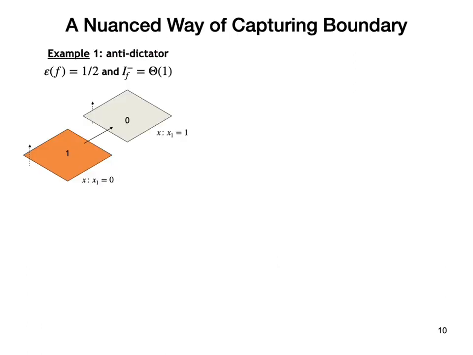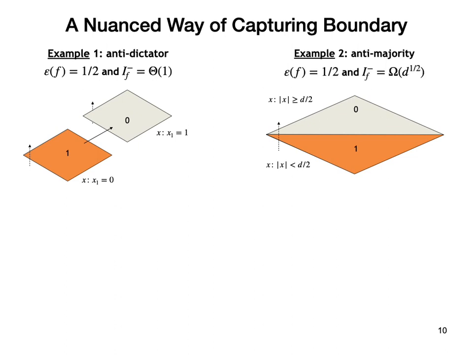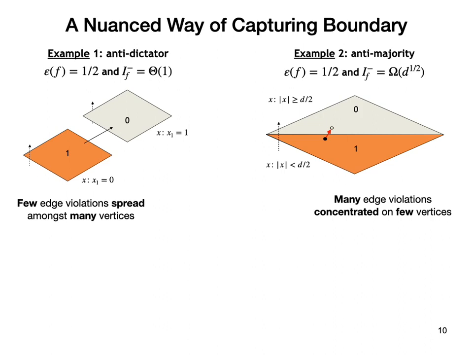So another very instructive function to look at is the anti-majority function. So here the distance to monotonicity is a half, and the negative influence is square root d because there are d choose d over 2 points on the boundary, each with negative influence d over 2. Right? And so intuitively there are many edge violations which are concentrated on few vertices. And because the negative influence is root d, a random edge will find a violation with probability 1 over root d. Whereas in the anti-dictator function, there are few edge violations which are spread amongst many vertices, and here a random walk will find a violation with probability 1 over root d.